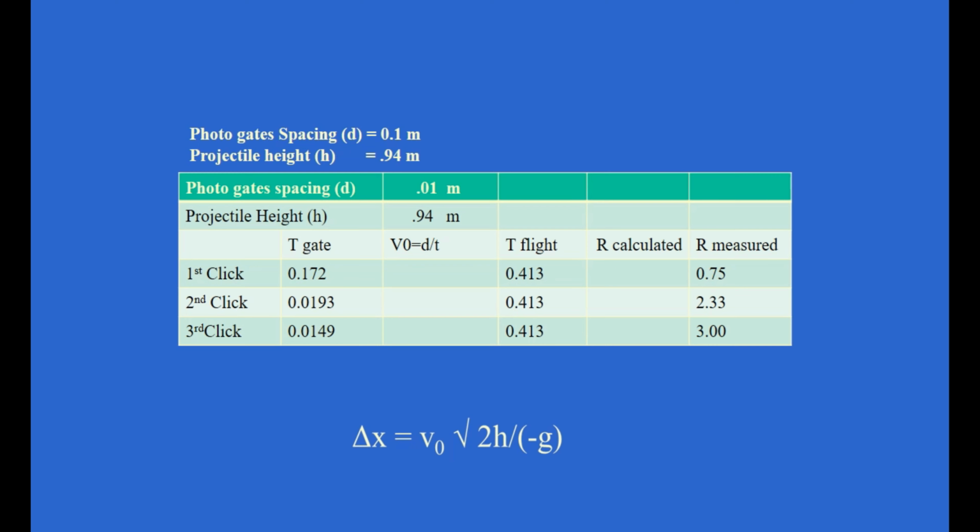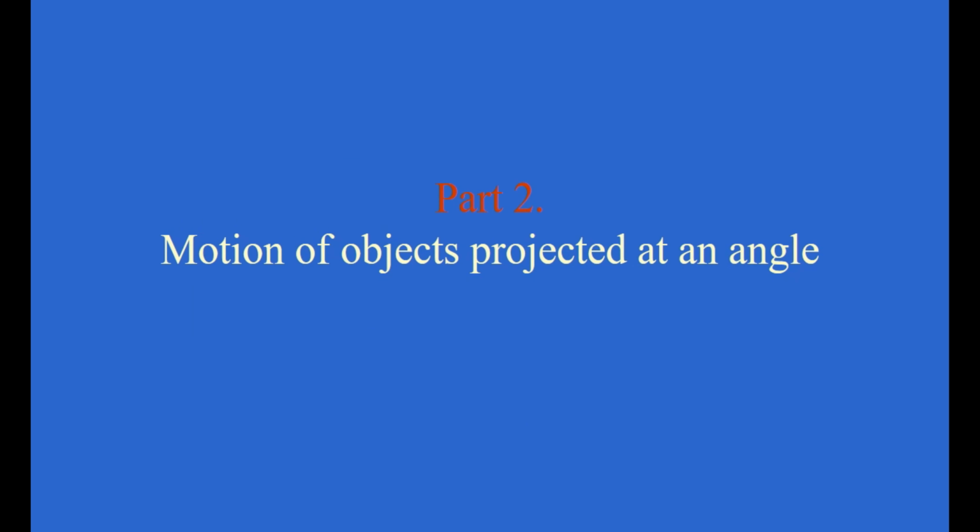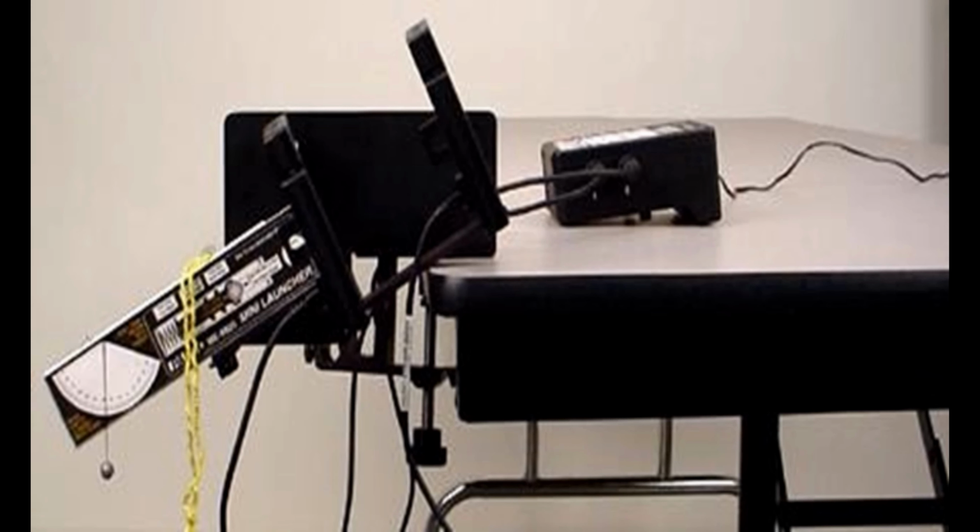Data and calculation. Part 1. Zero launch angle. This is table 1. Part 2. Motion of object projectile at an angle. Part 2. General launch angle.